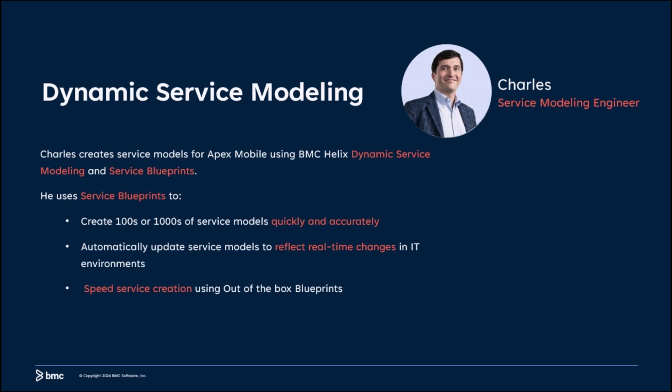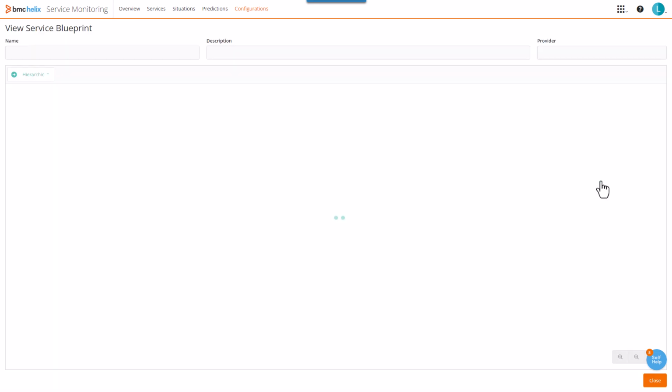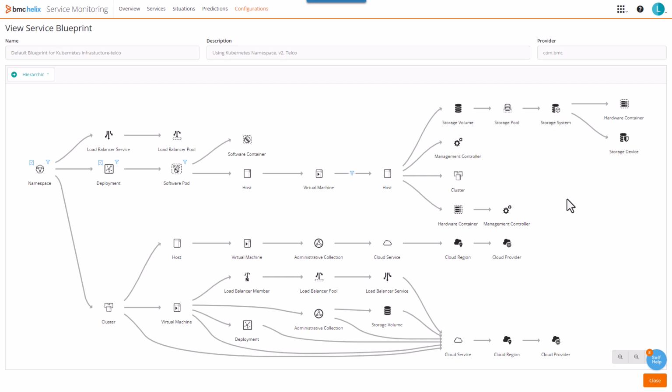Charles is a service modeler who uses BMC Helix innovative blueprints to automatically build and maintain service models. The process begins by ingesting topology data from BMC Helix solutions, third-party monitoring tools, and other sources. This data is then normalized and reconciled across the disparate sources and stored in a graph database.